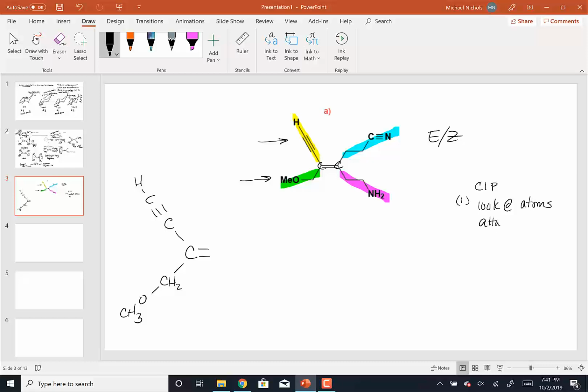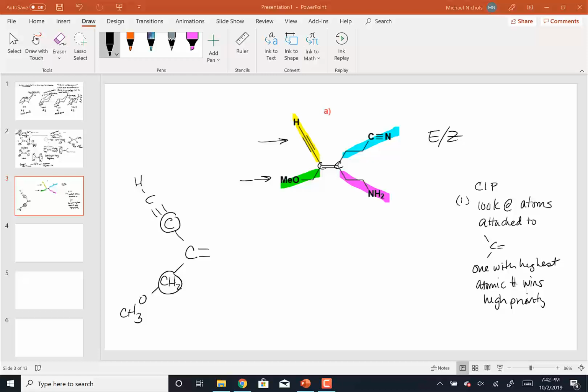Rule number 1 is that I'm going to look at the atoms that are attached to the carbon of the carbon-carbon double bond, and the one with the highest atomic number wins the high priority. So that's rule number 1. Looking at this molecule then, I have a carbon and a carbon. So they are tied.